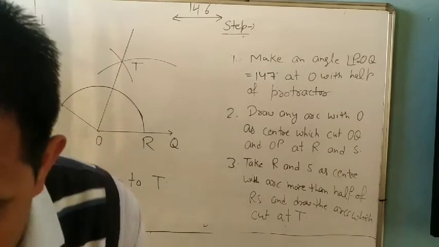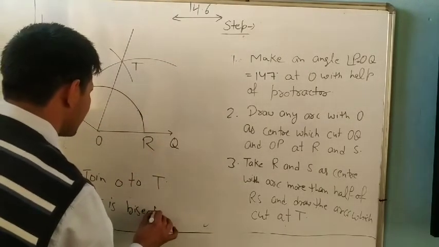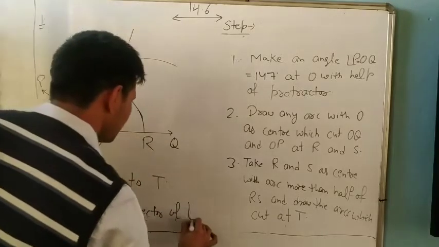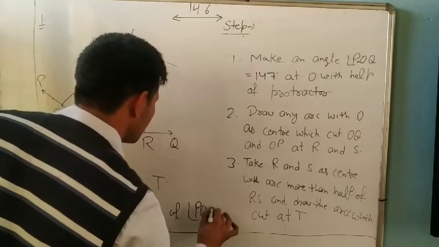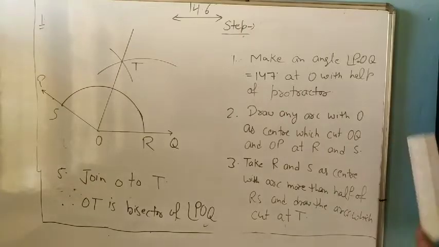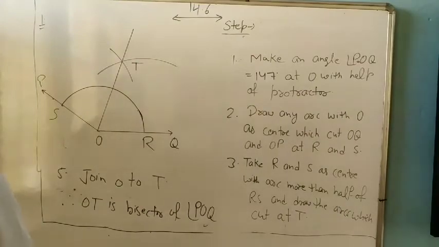What is given? Bisector. So OT is the bisector of angle POQ. Understand it? Understand or not? So it is your answer. So understand how we take the bisector. It is very, very important. Understand?